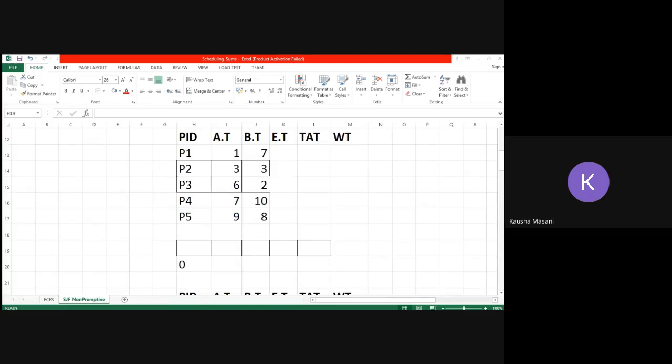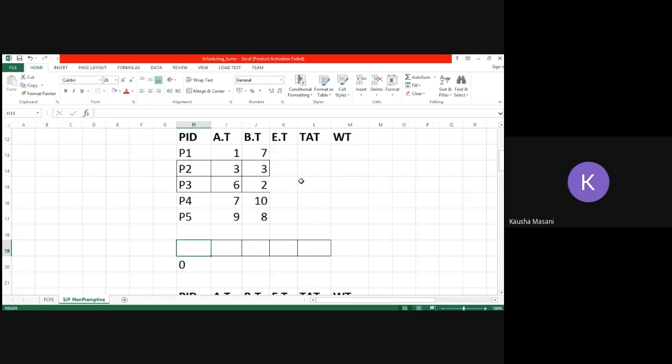Gantt chart prepared. Yes, ma'am. Others? Okay. Can you help me to fill out the Gantt chart now? Again? Yes. Yes, ma'am.